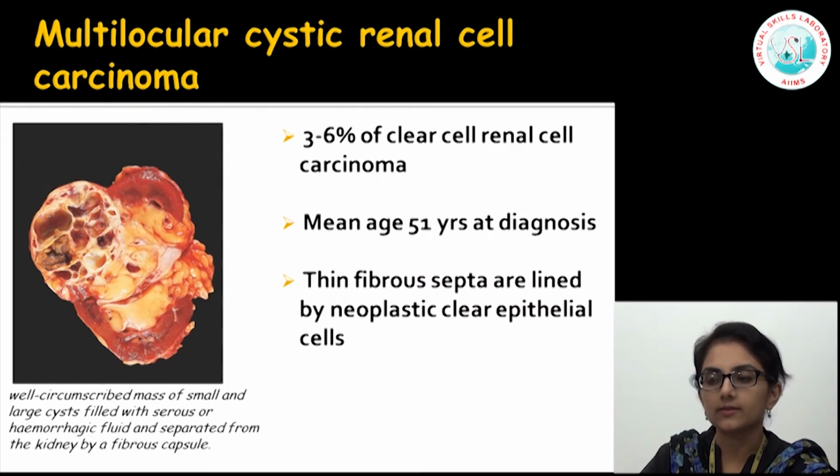In 3 to 6% of patients, you can have extensive cystic change, and this is known as multilocular cystic RCC. This tends to occur at the similar age at which RCCs present. And all we see are these thin fibrous septae lining these cysts, and these septae are lined by the neoplastic clear epithelial cells and may sometimes be missed.